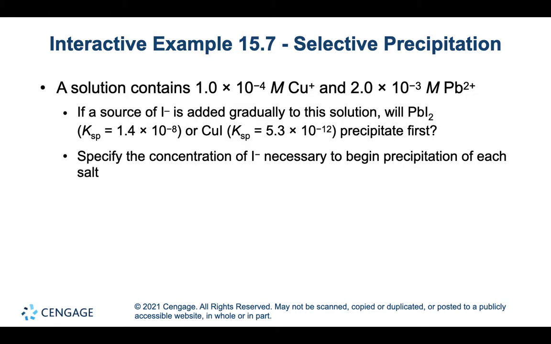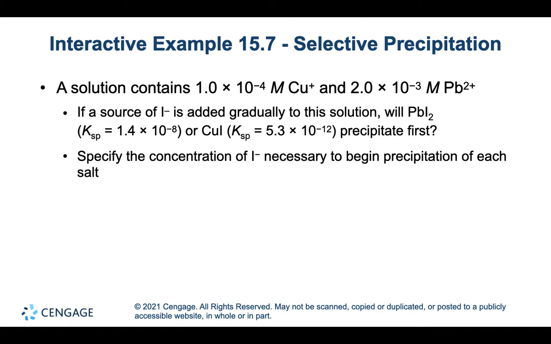So let's say we had a solution that was 1 times 10 minus 4 molar copper plus 1 and 2 times 10 minus 3 molar lead plus 2. If we added iodide to that solution, would we see lead 2 iodide precipitating first, or would the copper 1 iodide precipitate first? The lead 2 iodide has a KSP of 1.4 times 10 minus 8. The copper 1 iodide has a KSP of 5.3 times 10 minus 12. So which one is going to precipitate first?